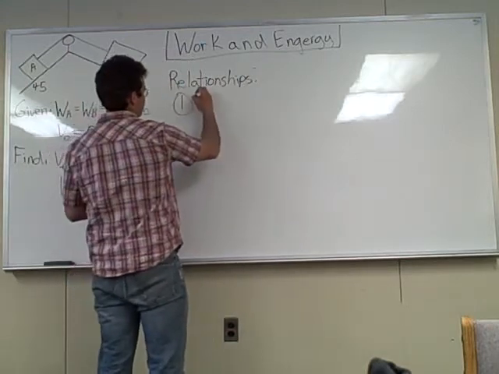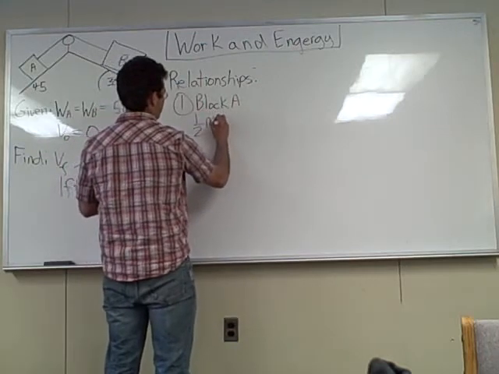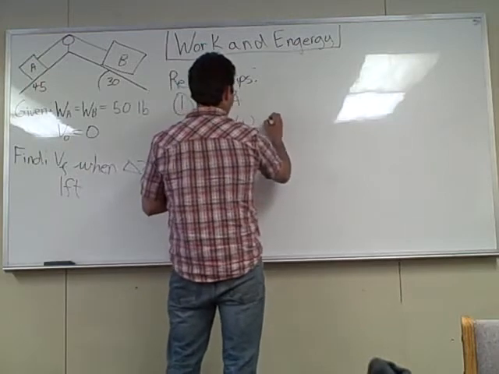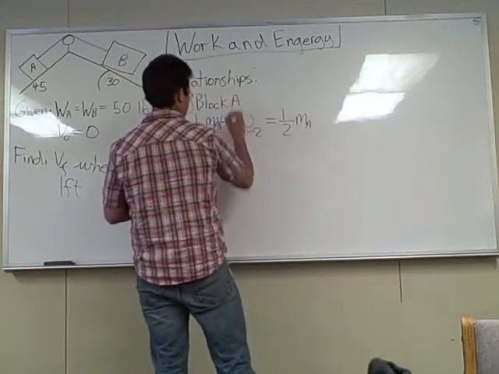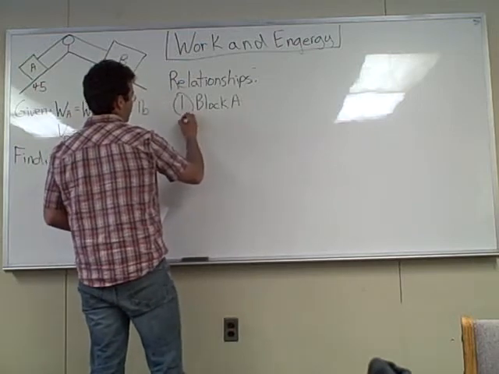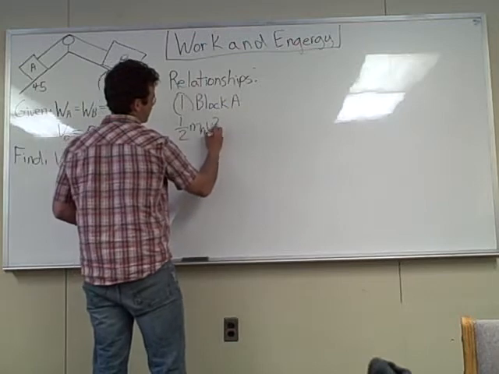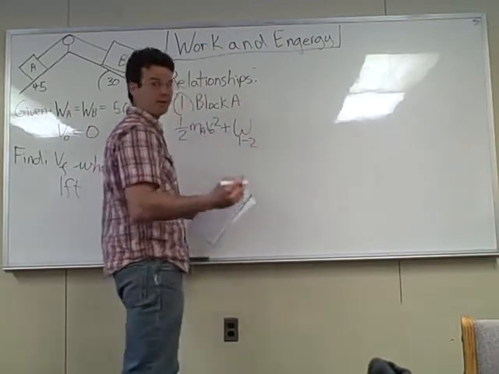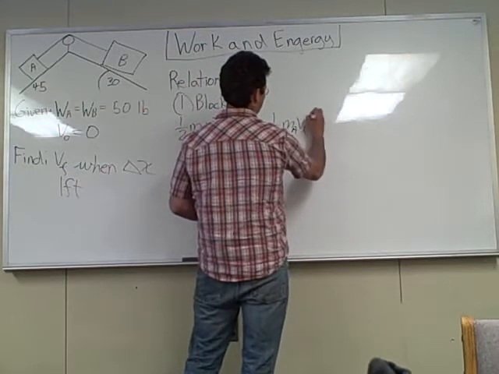we're going to get a relationship from block A, which is going to be equation number 1 for block A. It's going to be 1/2 the mass of block A times the initial velocity squared plus the work from position 1 to position 2, or initial position to final position, and that's going to equal 1/2 the mass of block A times the final velocity squared.